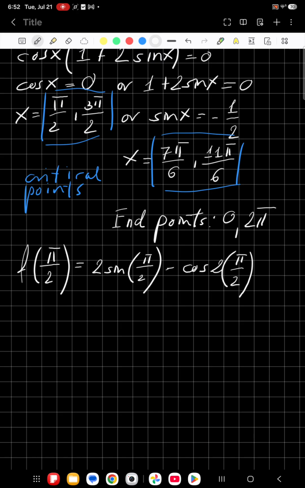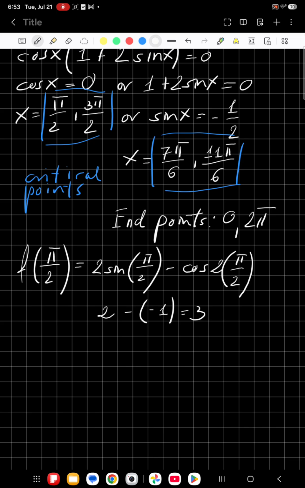Okay, so sine of pi over 2, sine of 90, is 1. 2 times 1 would be 2. And here we have minus cosine of 2 times pi over 2, so that's just pi. So cosine of pi is negative 1. Okay, so that equals 3.